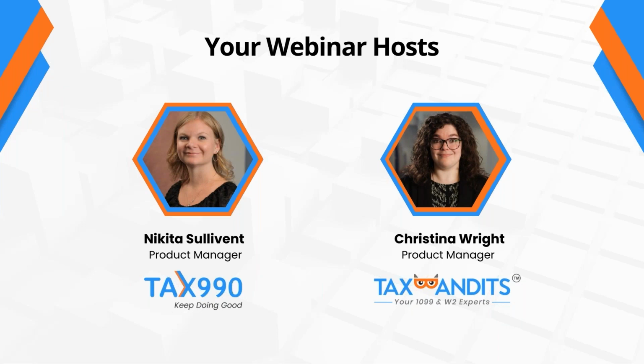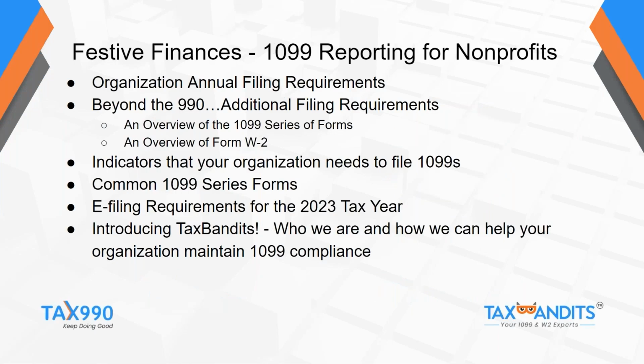Christina is going to talk a little bit about the different types of payroll forms and the process and deadlines for completing those forms. During today's webinar, we're going to briefly review an organization's annual filing requirements to meet the 990 series form guidelines. And then we're going to look at what other forms your organization may be required to file based on the activities and compensation reported on the 990 form. Christina is going to provide information on common compensation forms and e-filing requirements for those forms and explain how you can e-file your 1099 and W-2 forms with Tax Bandits.